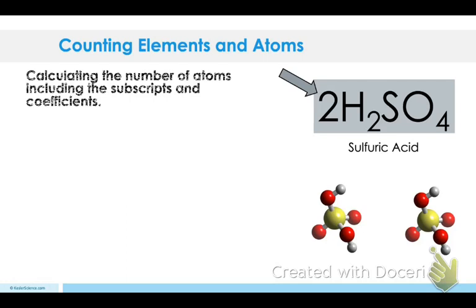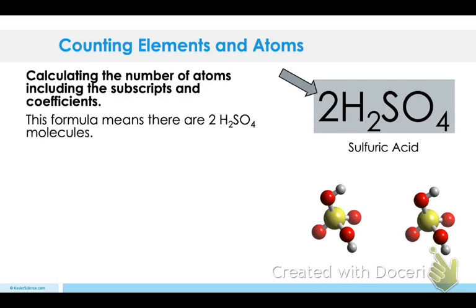So, calculating the number of atoms including the subscripts and coefficients. This formula means that there are 2 sulfuric acid molecules. So if you look at that picture, that's number 1 and that's number 2. So that is basically what it's telling me. There are 2 ways that you could solve for the sulfuric acid.